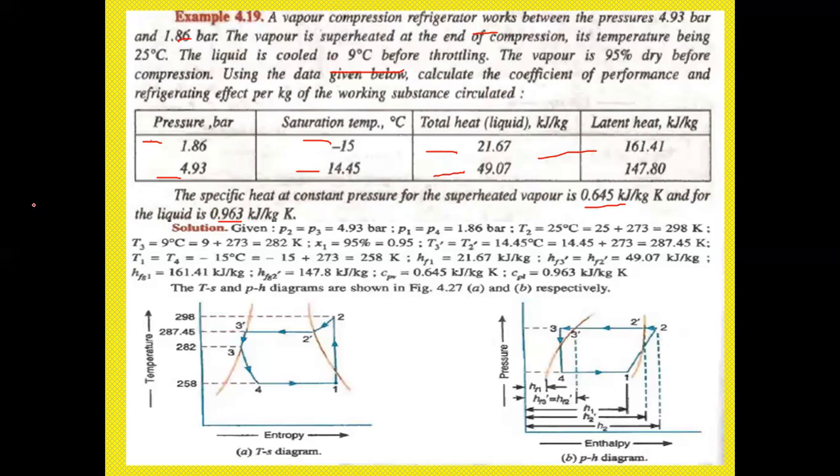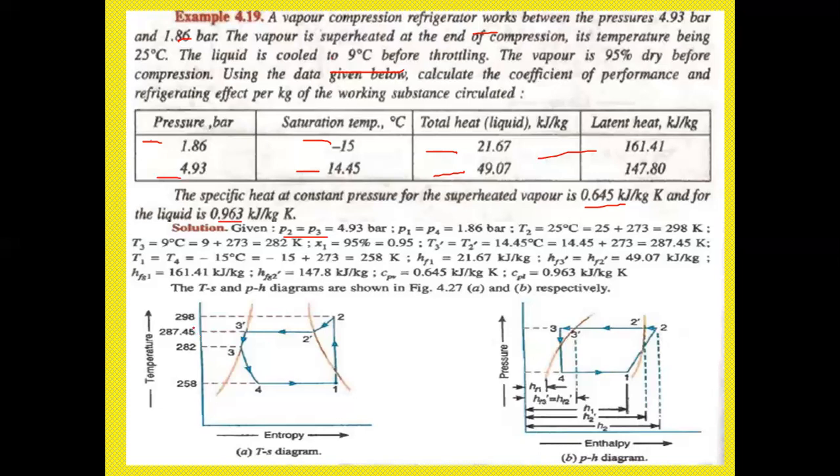Next, from the given question, write the given data. Here P2, P3, and P1, P4: this is P1 equal to P4 and P2 equal to P3. So whenever you are using this, blindly draw the graph and only change the values, so that you can draw it in the examination.